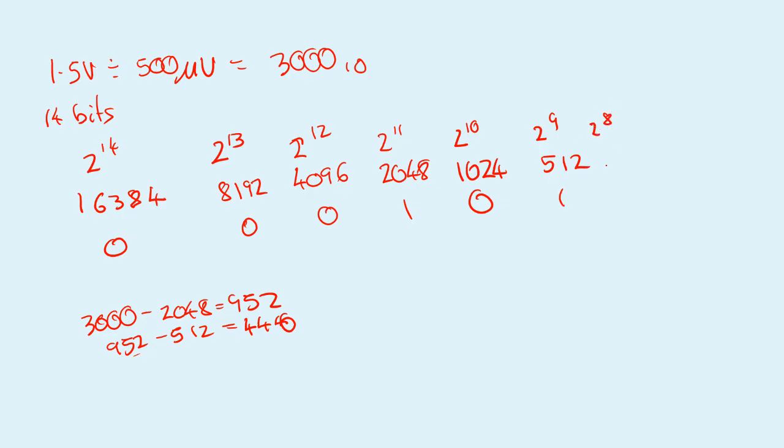Then we do 2 to the 8. It's a slow process, but you do need to be able to do it. Next one is 256. So we need to do 256 from this. 184. 2 to the 7, 128, so we do need one of those.